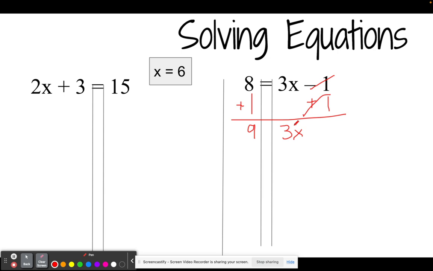My x still is not by itself. I have to get rid of that 3 that's stuck to it through that invisible multiplication. So the opposite of multiplying is dividing. I'm going to divide both sides by 3. And x will equal 9 divided by 3, which is 3.